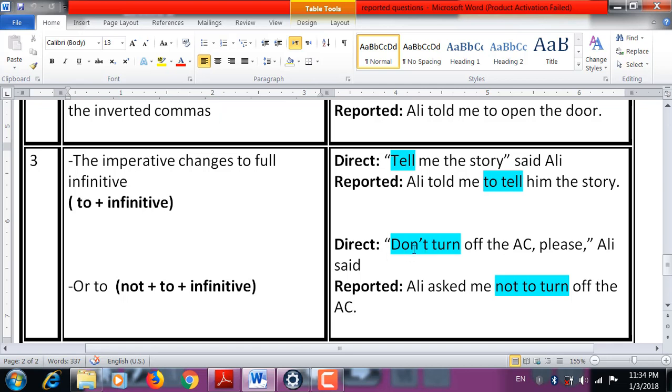But if we have a negative one, we change it into not to. Don't turn, not to turn. Don't go, not to go. Don't play, not to play. So if we have don't, we change it into not to. If we don't have don't, we use to plus infinitive.